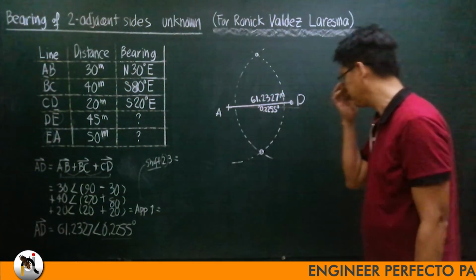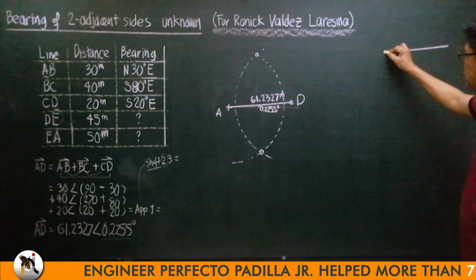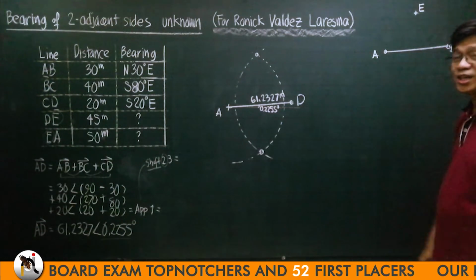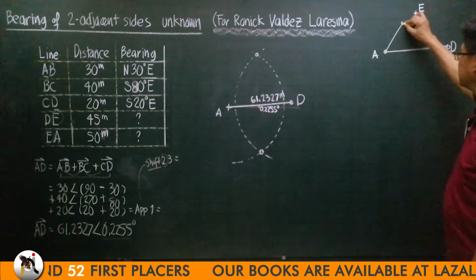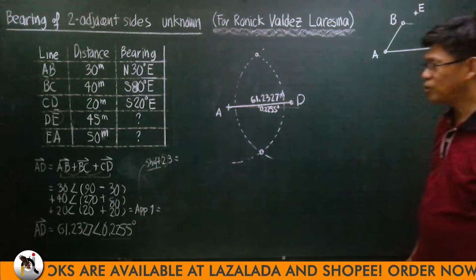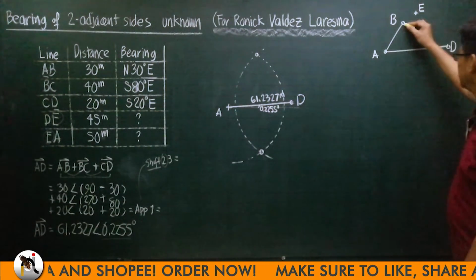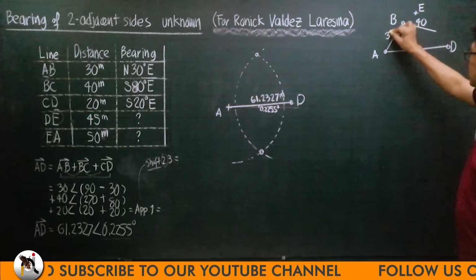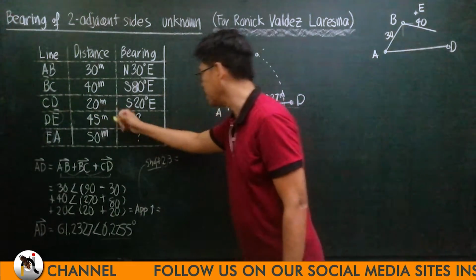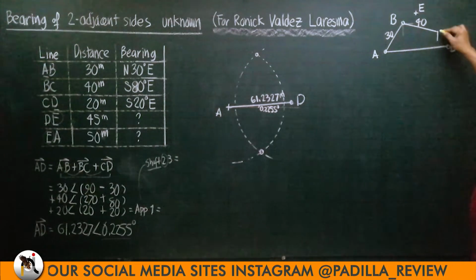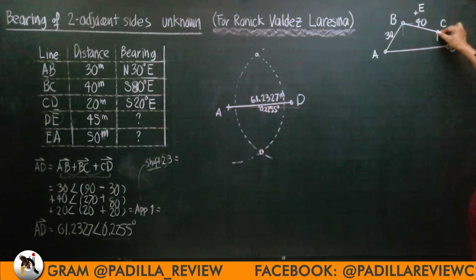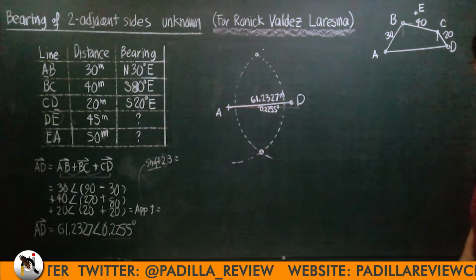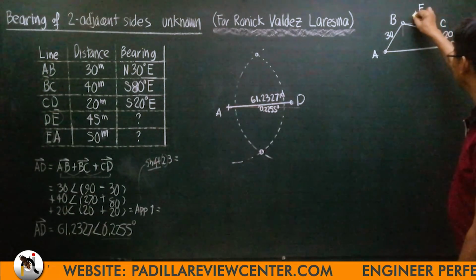But take note of this possibility. Let me redraw the figure here. If this is your A and this is your D, look if E is here. AB is 30 meters, north 30 degrees east. It's here. This is your B. Then your BC is 40, south 80 degrees east. Then your CD is 20, south 20 degrees east. So this is your C. Then CD is here. This is 20 meters. Then from D, this is the E, then back to A.